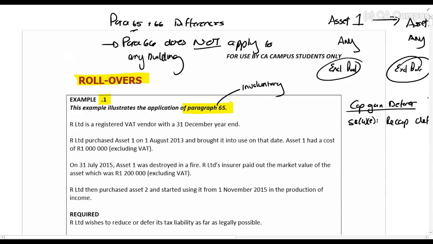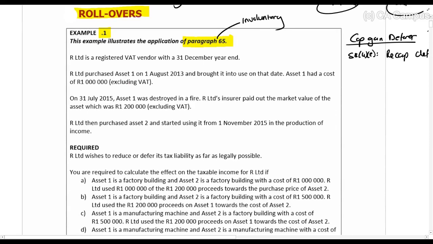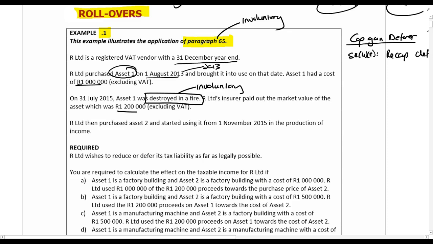So in this example, R Limited is a registered VAT vendor with a 31 December year end. R Limited purchased asset 1 on the 1st of August and brought it into use on that date, so in the 2013 year. Asset 1 had a cost of R1,000,000. On the 31st of July, asset 1 was destroyed in a fire. That is an involuntary disposal. R Limited's insurer paid out the market value of R1.2 million, and then they bought asset 2 and started using it from November 2015. So that's when they started using it.